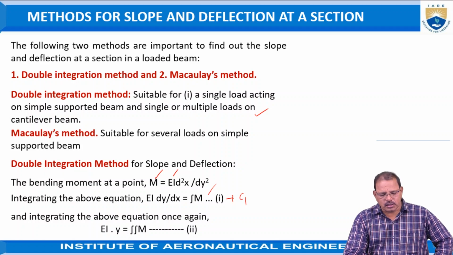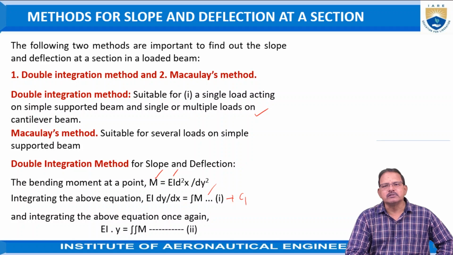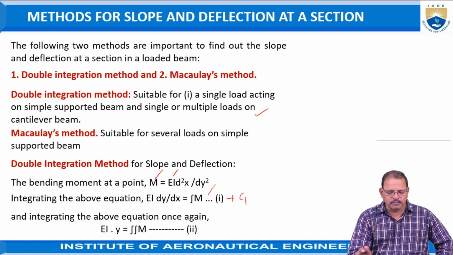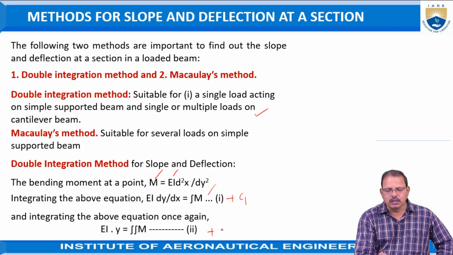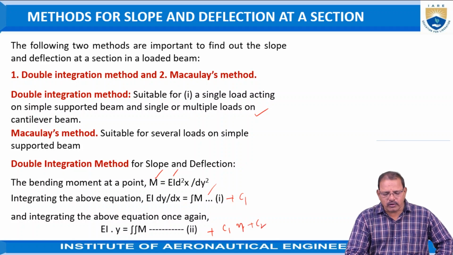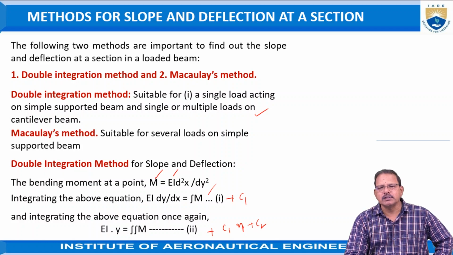Again, integrating the above equation once more, we get EI y = ∫∫M dx dx + C1 x + C2. Again, one more constant, C2, is obtained. The C1 value and C2 value are the first integration and second integration constants. These can be evaluated by using the end conditions of the beam.